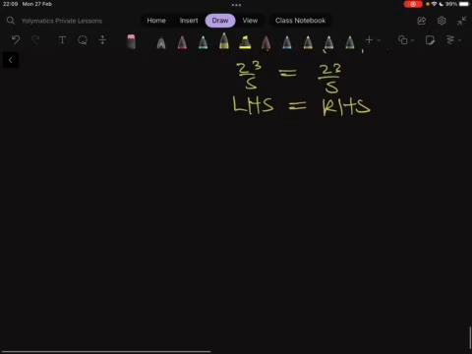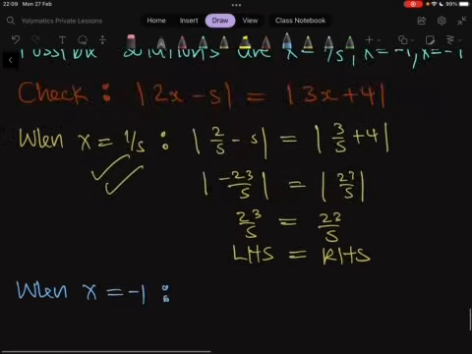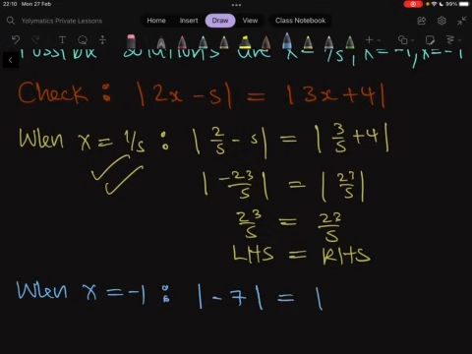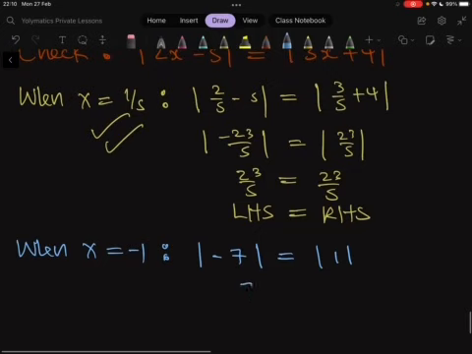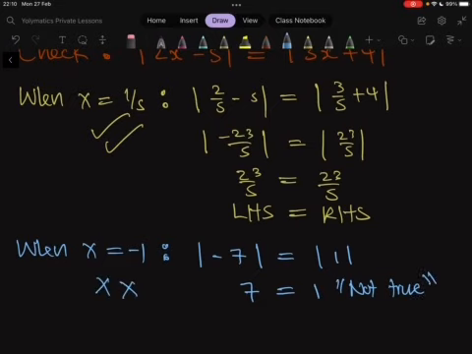Now let's check -1. When x is equal to -1, put -1 on the left hand side and you'll get 7. Put -1 on the other side, you'll just get 1. So we see that 7 is equal to 1, which is not true. So this is not a solution.